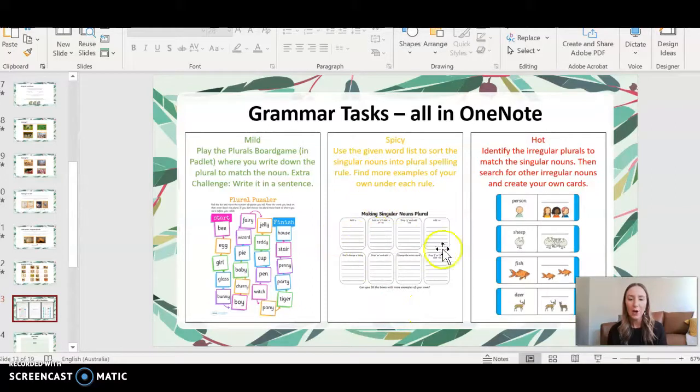Spicy is you've got a word list to go with this. So you've got to sort them into how we would spell it as a plural noun. And then you might like to find some more examples of your own. And hot, you are going to identify the irregular plurals to match the singular nouns. Then I want you to search for other irregular nouns and create your own cards with a picture like they are presented there. And that is your grammar lesson for today on plurals.